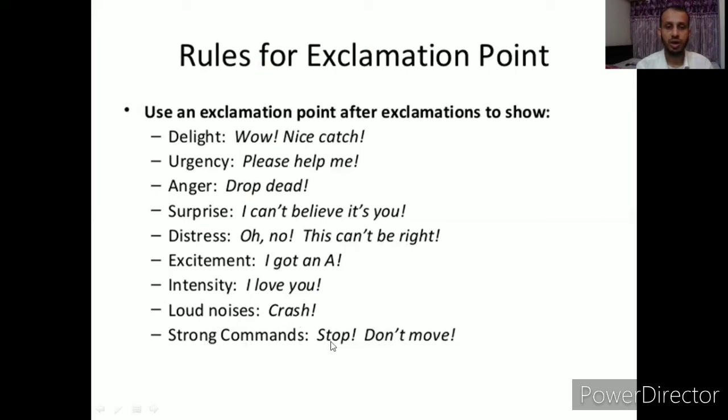Strong commands: Stop! Don't move! Actually, these commands come from the army, air force or navy. Strong command: Stop! Don't move! I think these are clear for you.